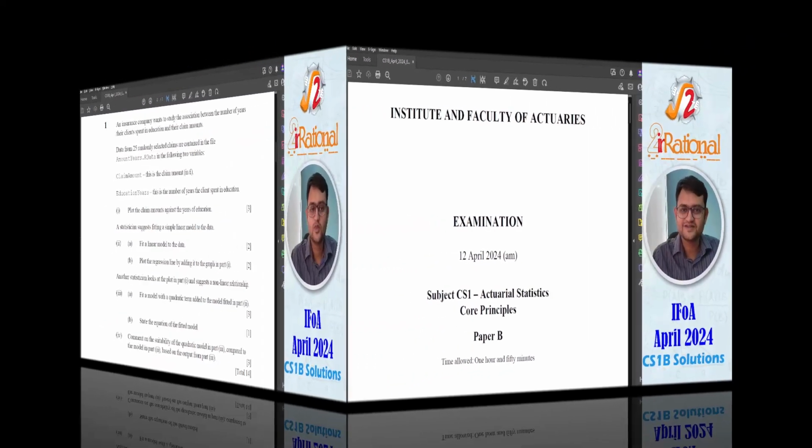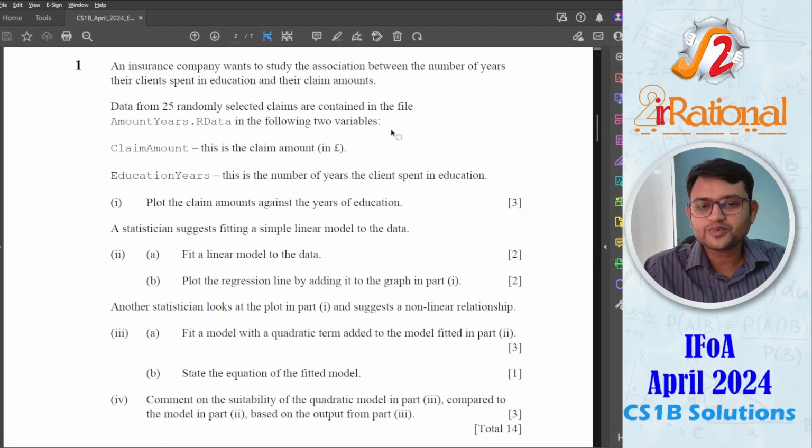Let's get started. Question number 1. An insurance company wants to study the association between the number of years their clients spent in education and their claim amounts. Data from 25 randomly selected claims are contained in the file amount years.rdata in the following two variables. Claim amount, this is the claim amount, and education years, this is the number of years the client spent in education. First is plot the claim amount against the years of education.